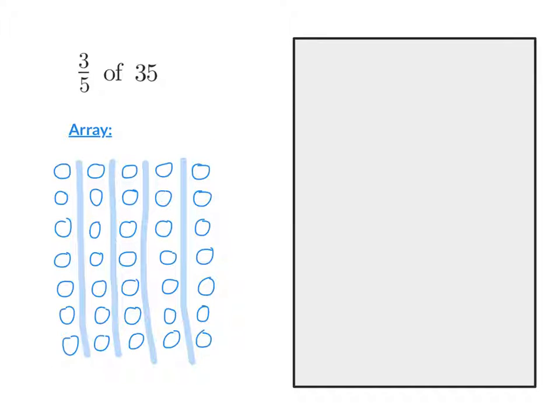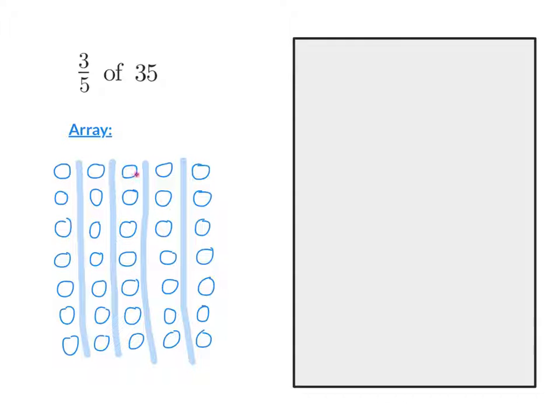If the problem's asking us to find 3/5 of 35, again, it's a fraction of a set. What fraction do we have? What's our fraction? 3. Everyone with confidence, what's our fraction? 3/5 of a set. How many do we have in our set? 35. So I've drawn 35 circles into an array.